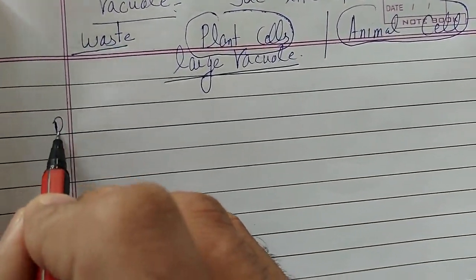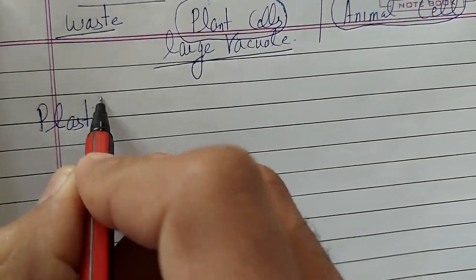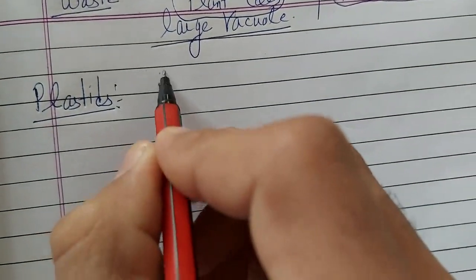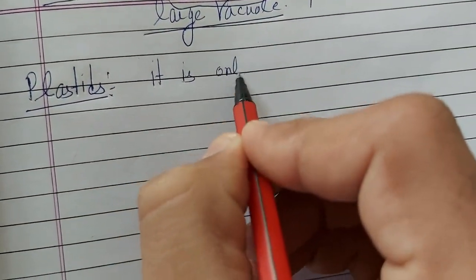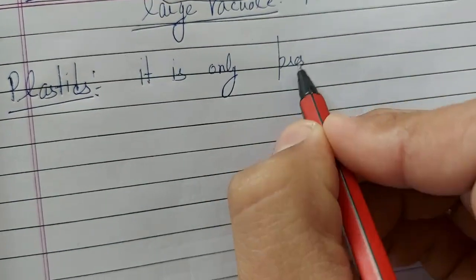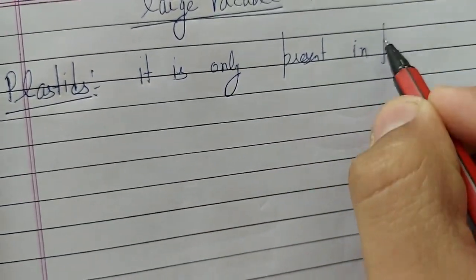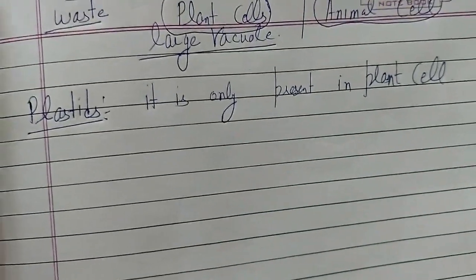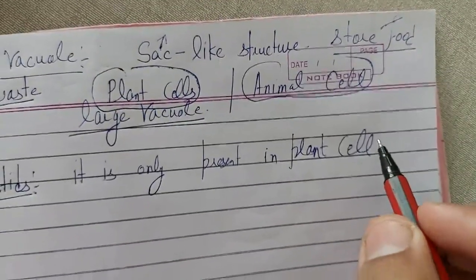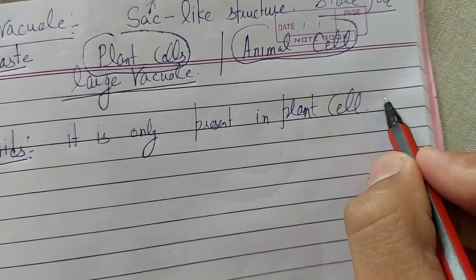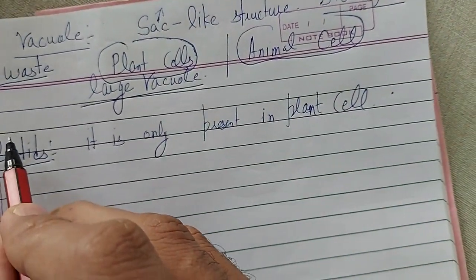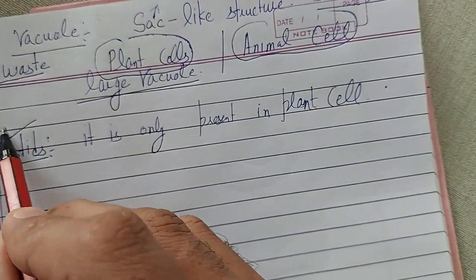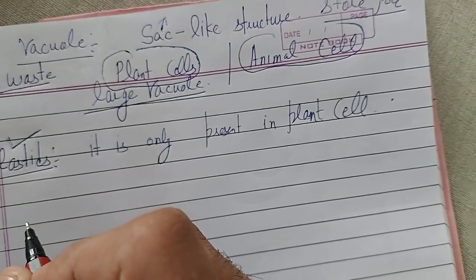The third organelle is plastids. That means plastid is also an organelle, but it is mainly present in plant cells. It is only present in plant cells. What is the function of this plastid? The main function of plastid is that it provides the color. It means the leaves have cells, and the cells contain the plastid, and this plastid provides the color.